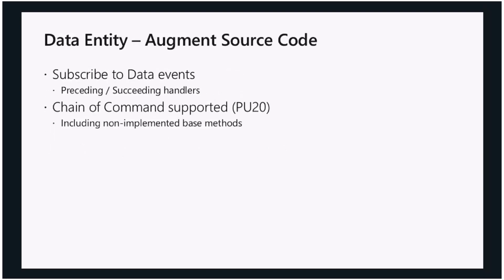Data entities provide a wide range of events, much like the underlying tables themselves. Subscribing to these events is identical to the process of subscribing to form and table events. Like the table events, these generally come in pairs, with the preceding event ending in "ing" and a succeeding event ending in "ed". Now, new with PU20 is the ability to write extension classes against data entities, and thus implement a chain of command wrapper around data entity methods. Now, this can even include methods that are not implemented in the target data entity. So unimplemented base methods are possible to add via extensions.